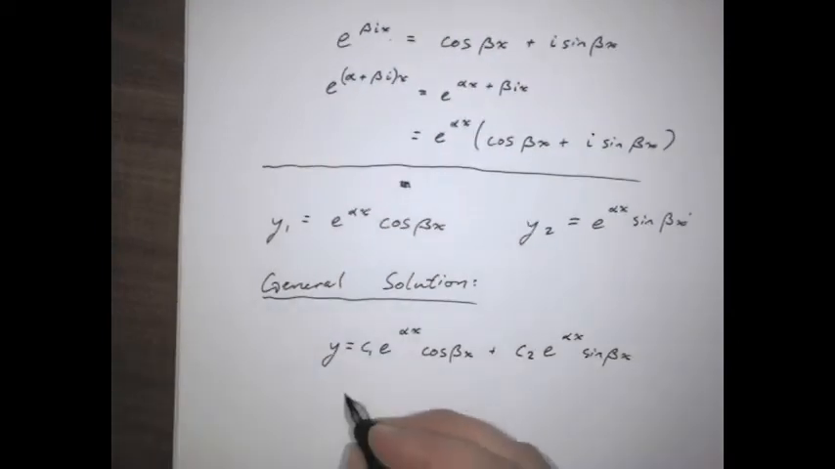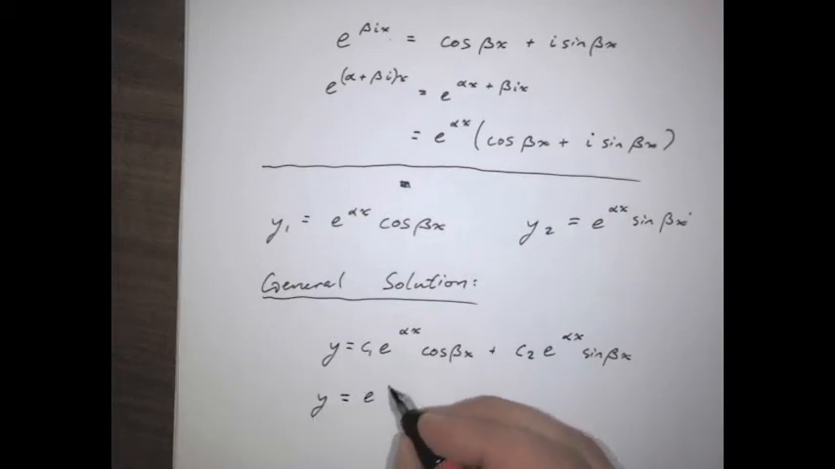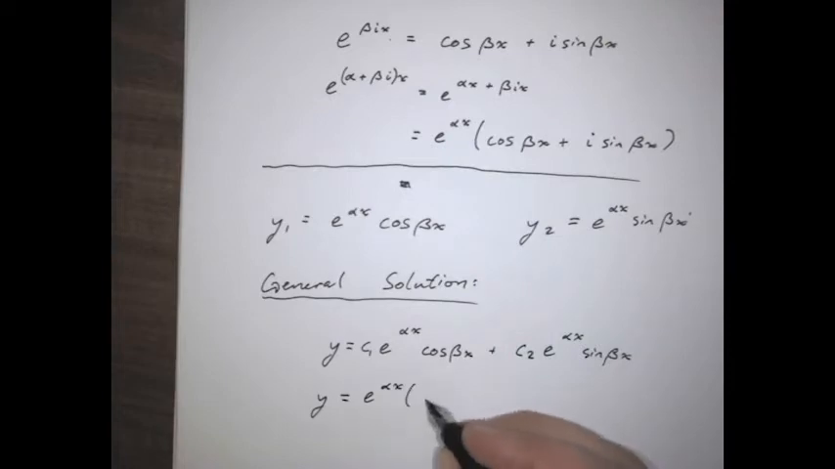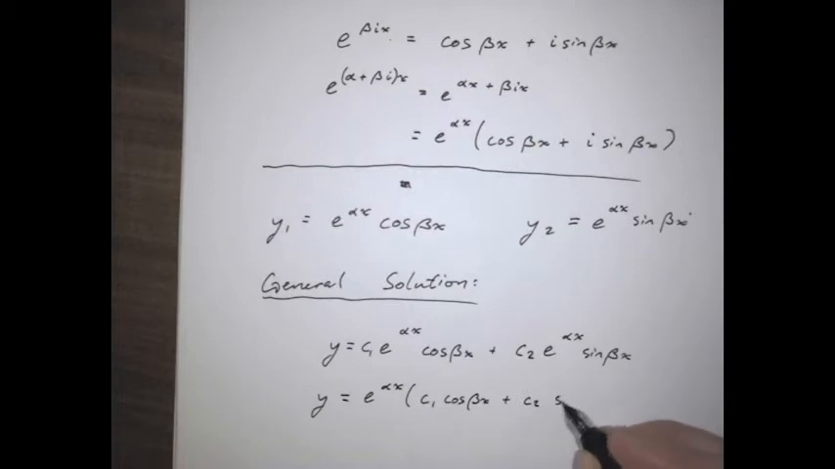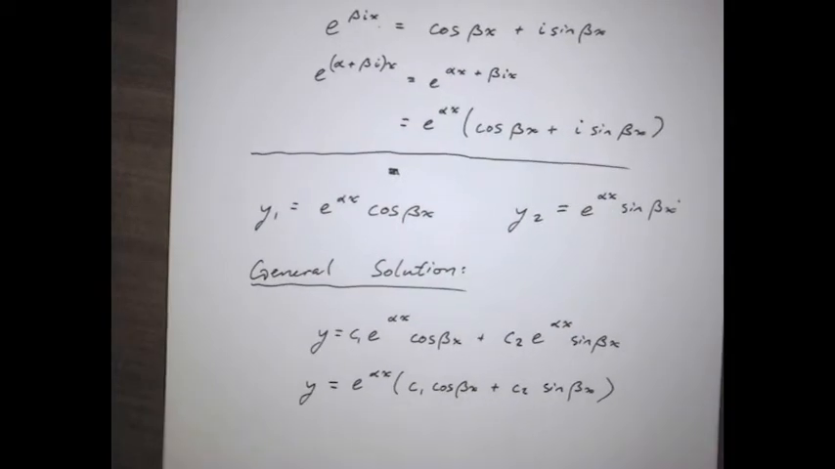Or in other words, if I pull out the common factor of e to the alpha x, I'd have e to the alpha x times c1 cosine beta x plus c2 sine beta x. So that's the general solution in the case of complex solutions.